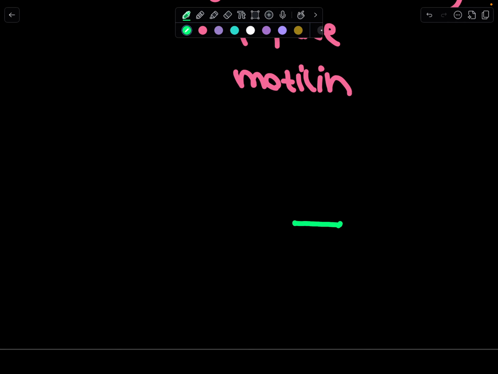Awesome, let's do it. Here's the first function. This hormone stimulates pancreatic enzyme secretion and slows gastric emptying to help digest fats and proteins. Which of the 5 is it?